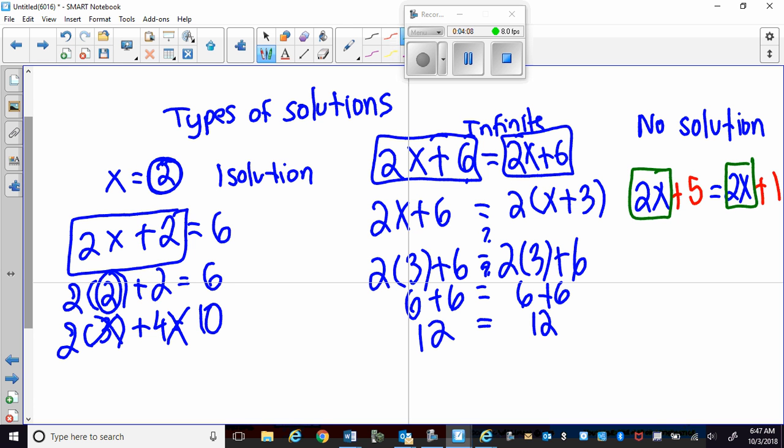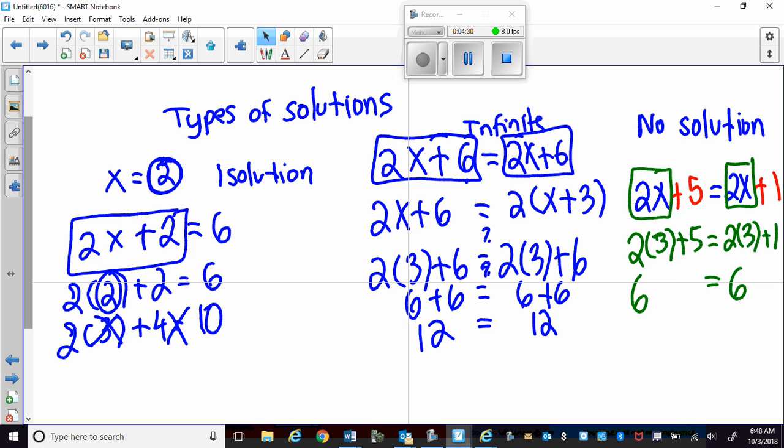So for instance, just not to be so abstract: 2 times 3 plus 5 over here, and I get 6 for 2 times 3 plus 5. Over here, I say 2 times 3 plus 1, and for 2 times 3, I get 6. So far, they're equal. But like I said before, you get the 5 more on the left and the 1 more on the right, creating a situation of uneven numbers. So it's not equal. This is how you create no solutions. All right.